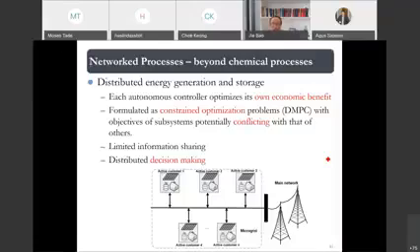And also those consumers have limited information sharing. So what you look at here is really distributed decision making. And when we store the energy, either it's generated by the solar panel or we buy the power from the microgrid, or when we sell the power.